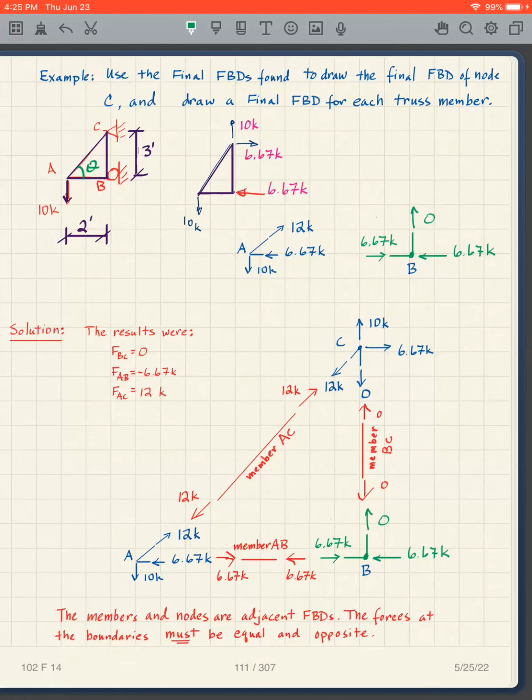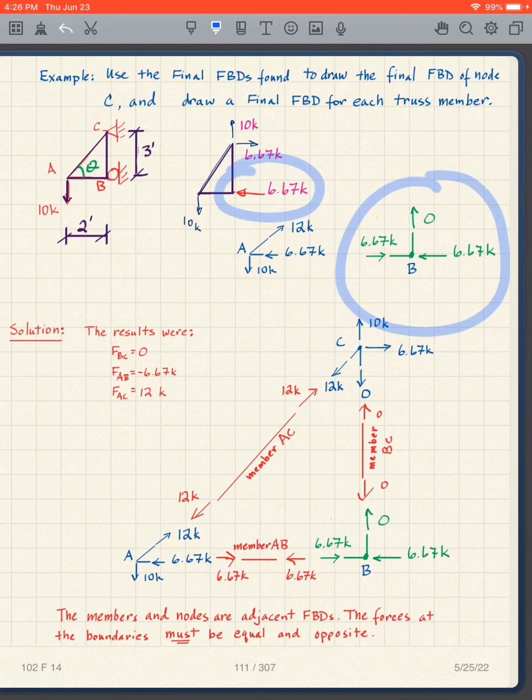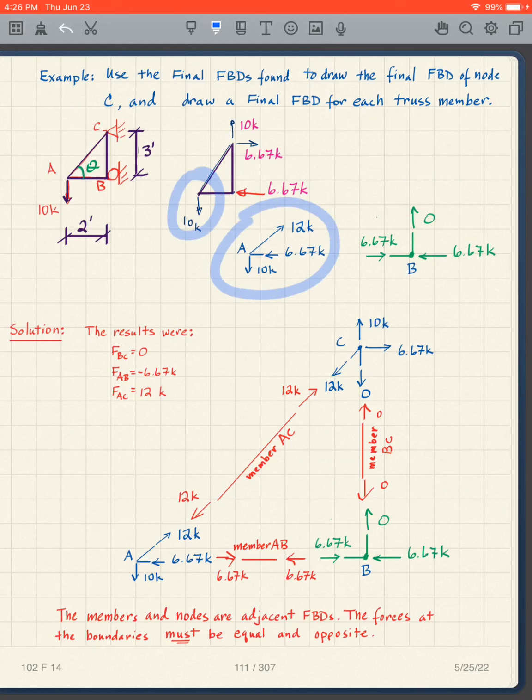Okay, I may have skipped over a point I would like to emphasize for the previous problem. In evaluating the forces in the members of this simple triangular truss, I only needed to evaluate two of the nodes. So in other words, we did point B first, and we did point A second, and then we didn't have to do point C. And I want to emphasize why that is.